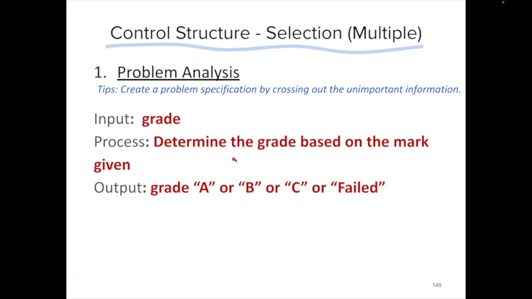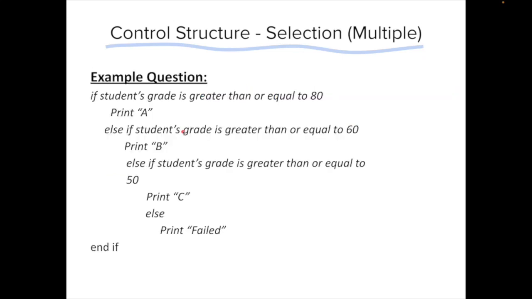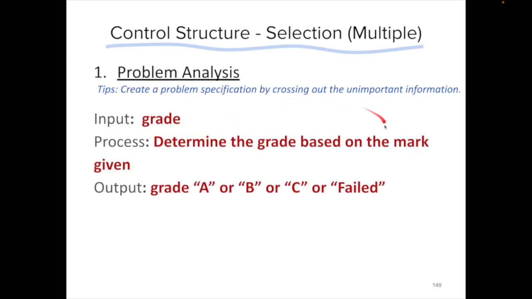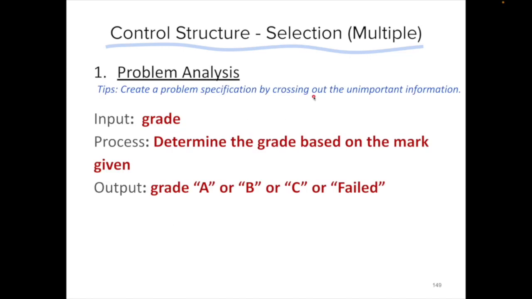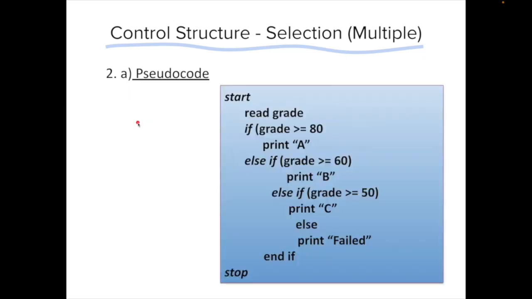Memang banyak sikit kena proses. Kita tahu grade kan. Dan marks ni kita tahu. Ada ni kan marks ni. 50, 60, 80. That is called marks. So actually input kita patutnya ada satu lagi. Kita panggil input. Tertinggal kat sini. Okay.